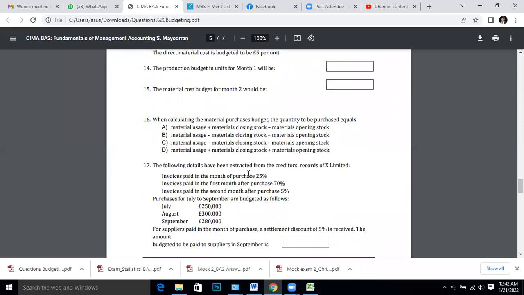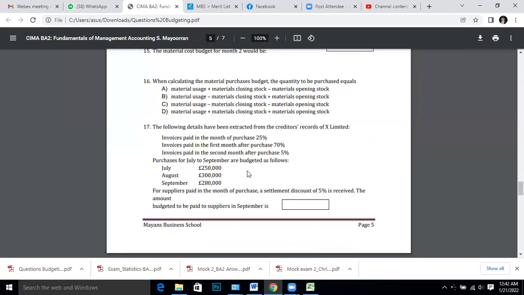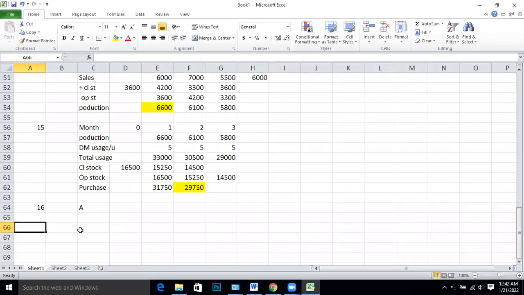17. The following details have been extracted from creditors' records. For suppliers paid in the month of purchase, a settlement discount of 5% is received. How much will be paid in September? July, August, September: 250, 300, 280. Let's write those details. July, August, September, 250, 280, 300, 280.